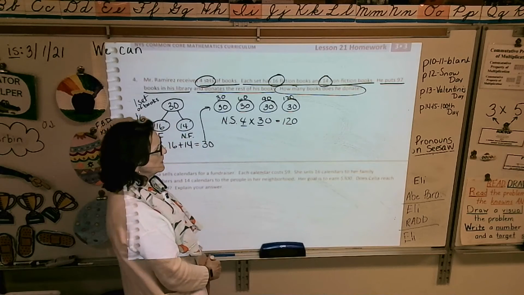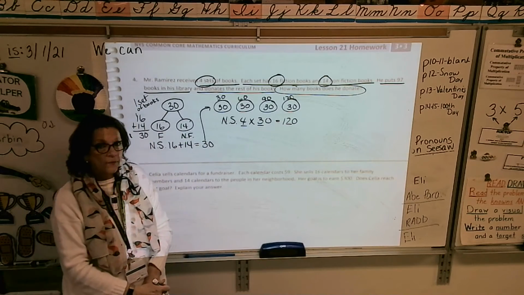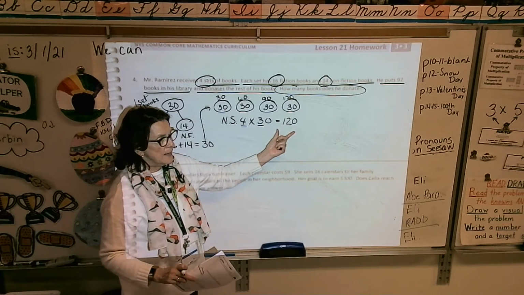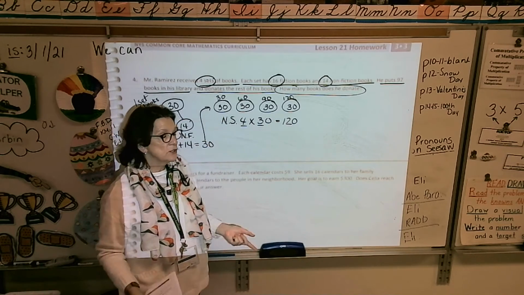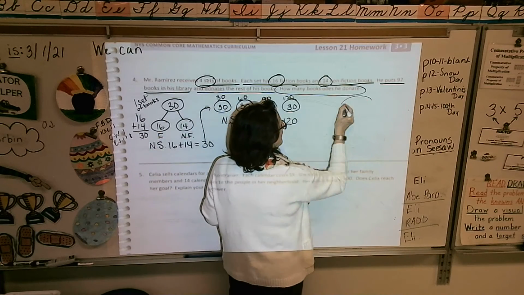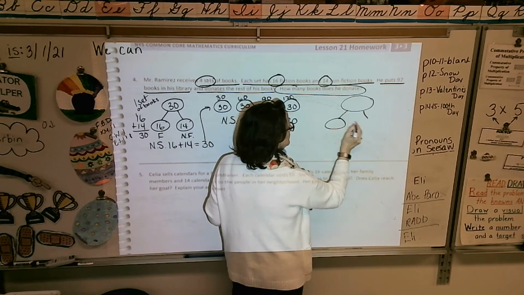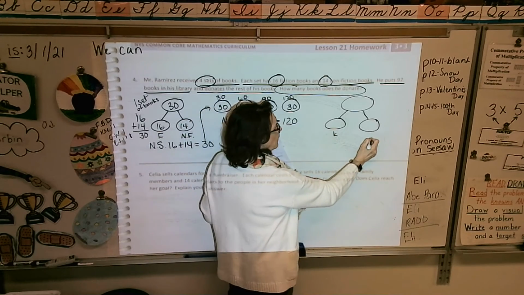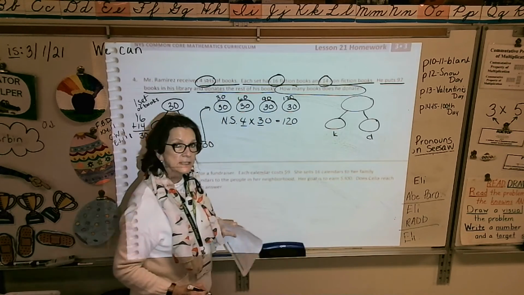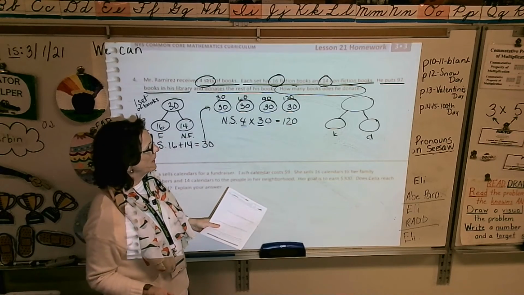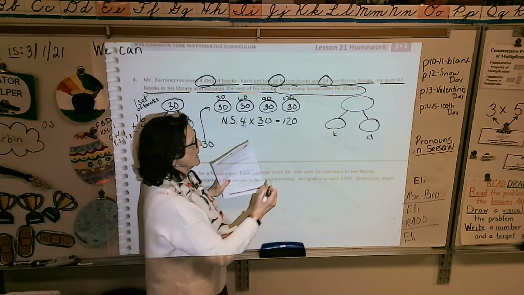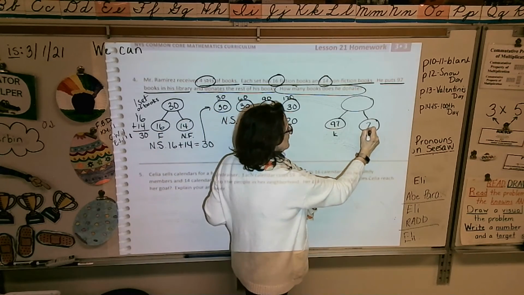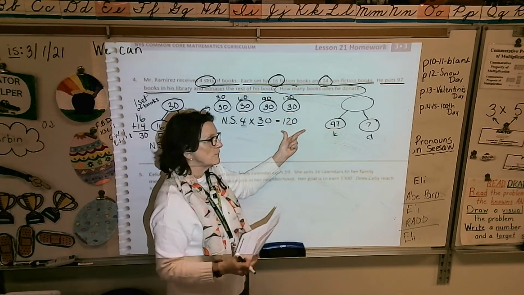Okay? So he has 120 books, but he doesn't keep all the books in his library. He donates some. So we're going to take this 120, and now we're going to break it down back into 2 parts again. Okay? And the 2 parts will be what he keeps in his library and what he donates. So K for keeps and D for donates. Okay? He puts 97 books in his library, so let's put that here. We don't know what he donates, so that's our unknown. We do know that his total number of books is 120.